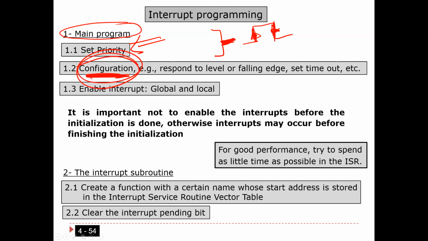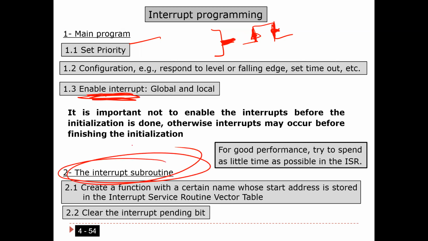So what I'm saying is, in the main program, number one, you can write some instructions to set priority. Number two, you need to write some instructions to do configuration, and this configuration is specific for every source. This one is general; now I'm going to give you details. Then also, you have to enable interrupts. That's what you have to write in the main program. What you have to do in the interrupt subroutine: number one, you have to create a function with a certain name.